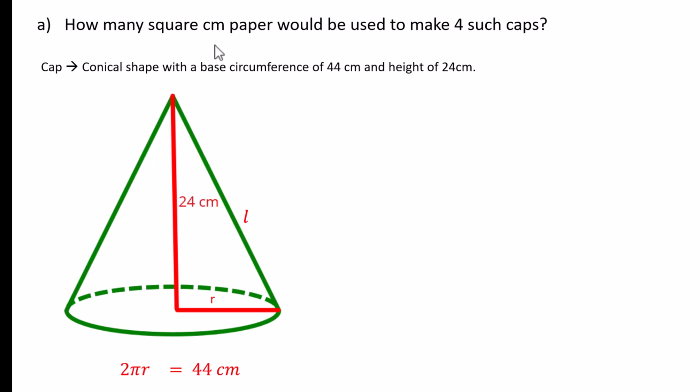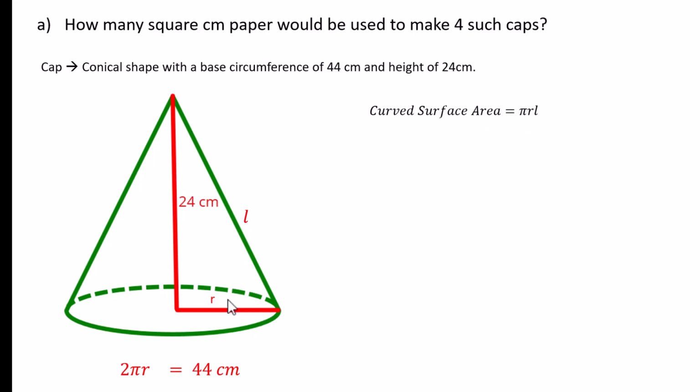Now we need to find out the area of the paper that is required for making a cone or a cap. And we need to find out how much area of paper would be required for four caps. This is one cap that we are referring to. So for this one cap, we have to find the curved surface area. Once we find the curved surface area of one cap, we just have to multiply that by 4. That would be the area for 4 such caps. So the curved surface area equals pi r L. We have to find r and L.